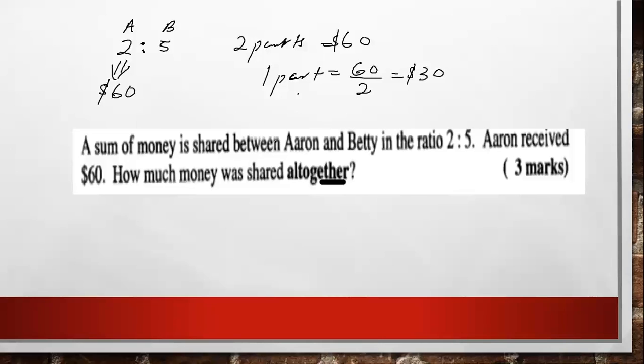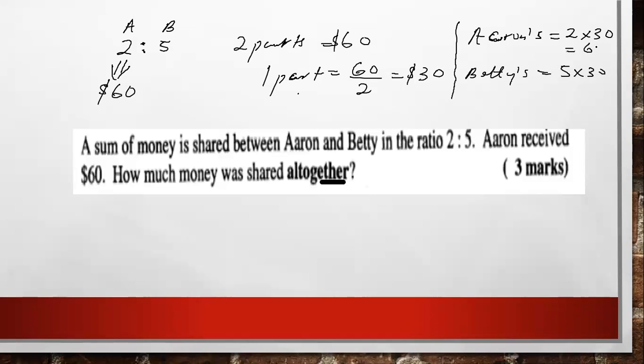Now, look at what they say now. How much money was shared altogether? So for me to answer this question, I'll look for Aaron's share first. Aaron's share, right? Aaron should have been what? Two, right? So it'd be 2 times 30. Am I right? Then okay. Betty would have been what? Five times 30. So 2 times 30 will give me what?